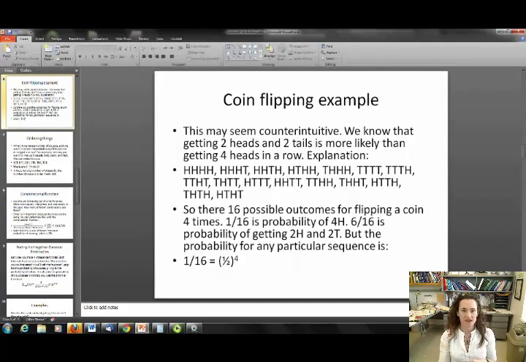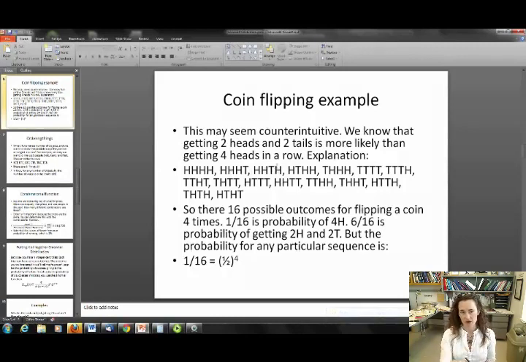So for example, if I list out here, which I've done, all of the possible outcomes for flipping a coin 4 times, okay? Here H means heads and T means tails. So I can get all heads, I can get 3 heads and then a tail, I can get 2 heads, a tail, and a head, and so on and so forth, okay?